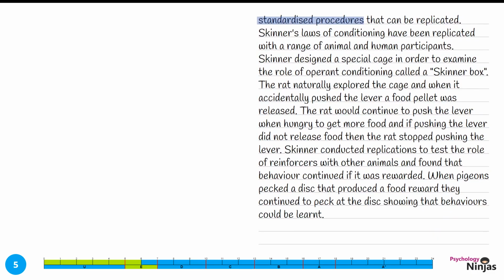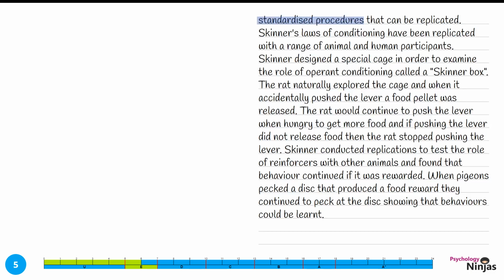Skinner designed a special cage in order to examine the role of operant conditioning, called a Skinner box. The rat naturally explored the cage. When it accidentally pushed the lever, a food pellet was released. The rat would continue to push the lever when hungry to get more food, and if pushing the lever did not release the food, then the rat stopped pushing the lever. Skinner conducted replications to test the role of reinforcers with other animals and found that the behaviour continued if it was rewarded.